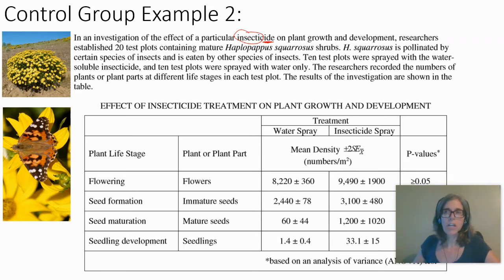Fungicide would kill fungi. Bactericide would kill bacteria, right? Regicide kills the king, right? So an insecticide is something that kills insects. So what's the effect of this particular insecticide on plant growth?